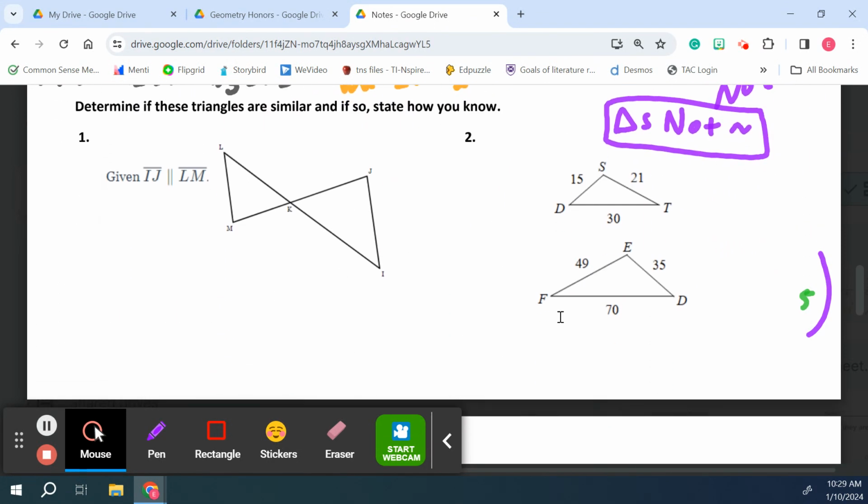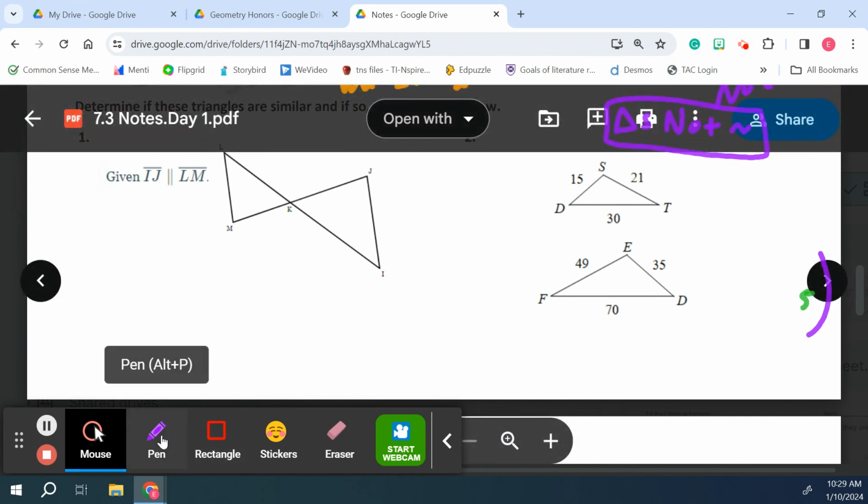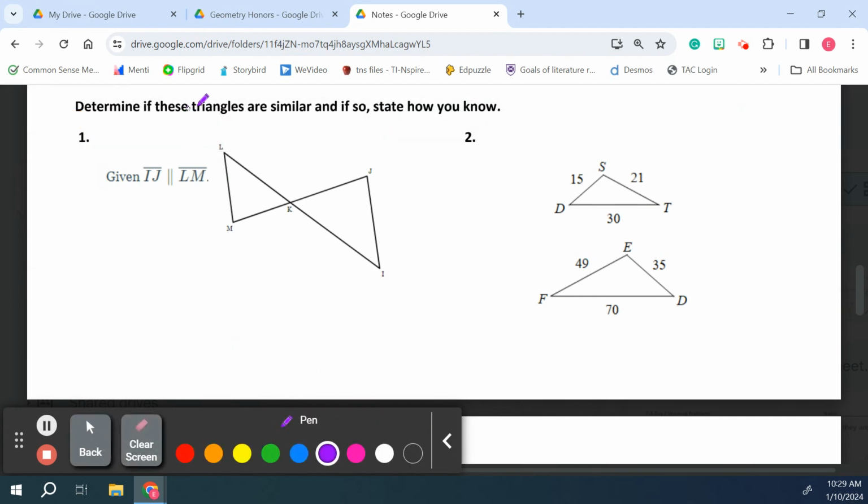All right, let's take a look at number 1. I'm going to clear the screen. All right, so determine if these triangles are similar, and if so, state how you know. We're given that IJ, this guy right here, is parallel to LM. The first thing that sticks out at me is that I know without a doubt that this angle is congruent to that angle. How do I know that those two are congruent? What was the theorem? Yeah, vertical angles theorem.